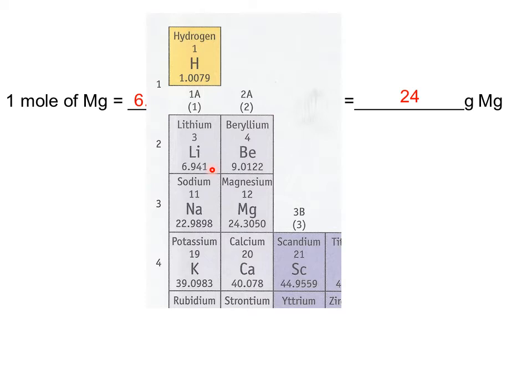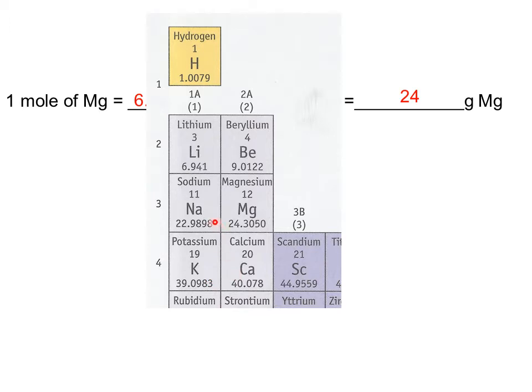If you're talking about a mole of lithium atoms, 6.022 times 10 to the 23rd lithium atoms, then you're talking about 6.941 grams. Just like a mole of magnesium weighs 24 grams, a mole of lithium weighs 6.9 grams. A mole of potassium, 39 grams. A mole of calcium, 40 grams.